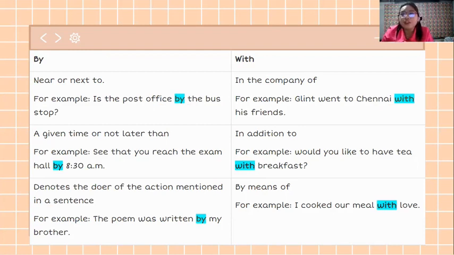With: in the company of. For example, Clint went to Chennai with his friends. In addition to. For example, would you like to have tea with breakfast? By means of. For example, I cooked our meal with love.